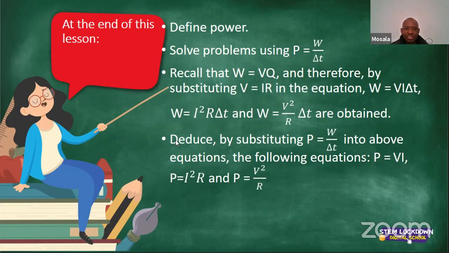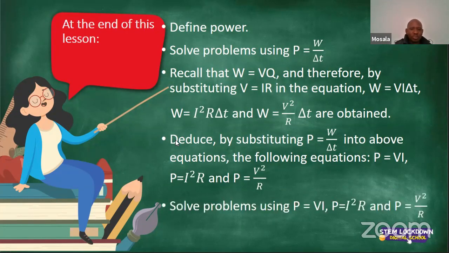Then deduce, by substituting P equals W over Δt into the above equation, that you will also get the following equations: power equals VI, or power equals I squared R, or power equals V squared over R. Like I'm saying, these will be given in your formula sheet. So we have said you should be able to use these equations to solve problems.